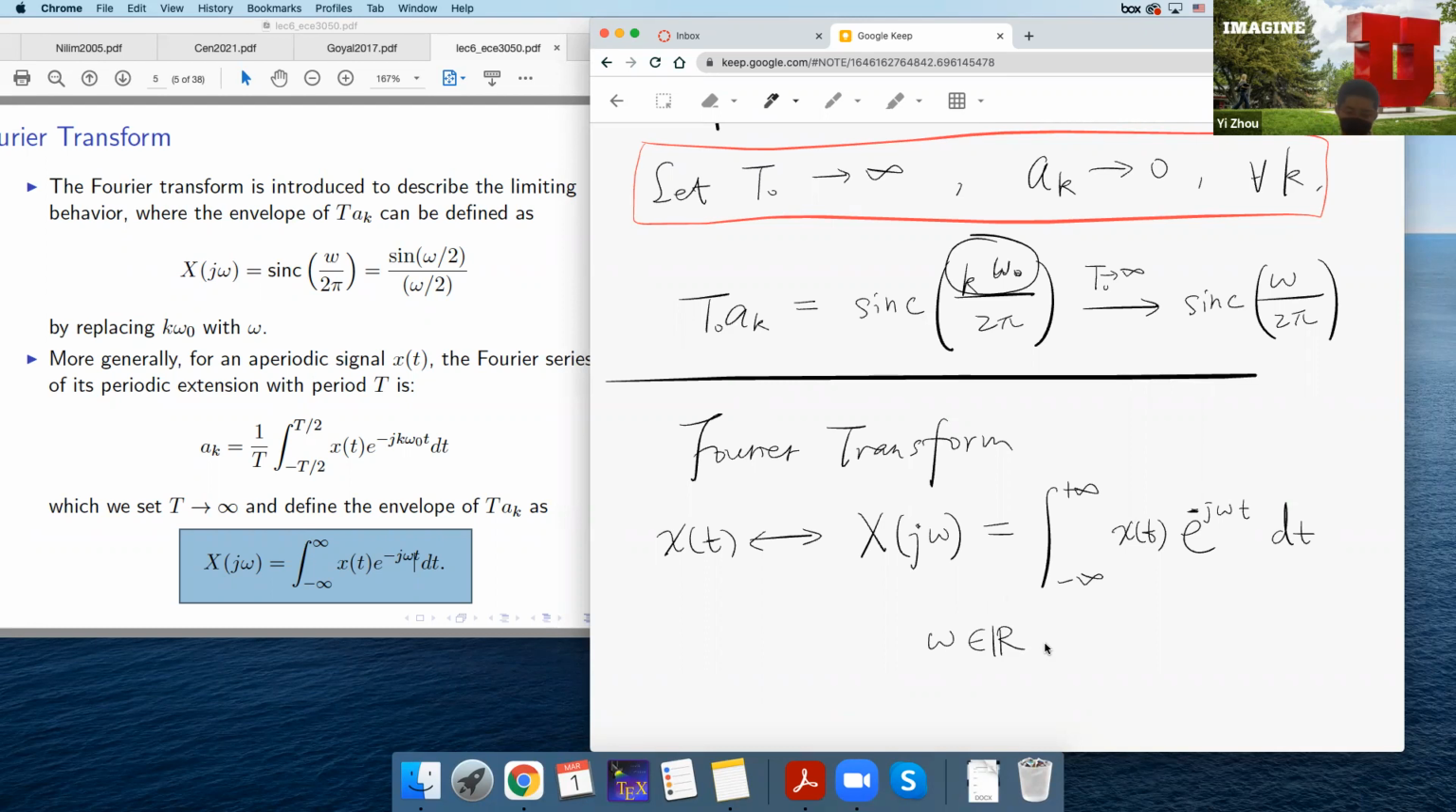But in the Fourier series, when we deal with periodic signals, recall that the spectrum AK is always discrete. Okay. And now when we deal with aperiodic signals, the spectrum is always a continuous spectrum.